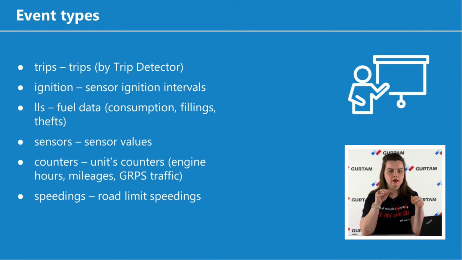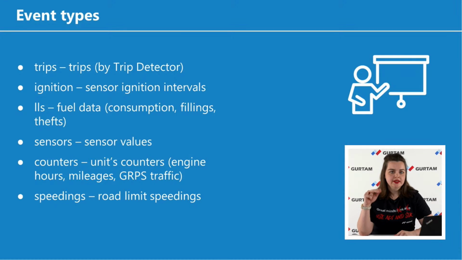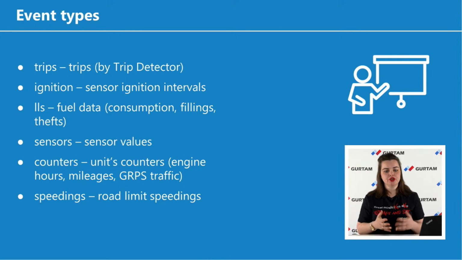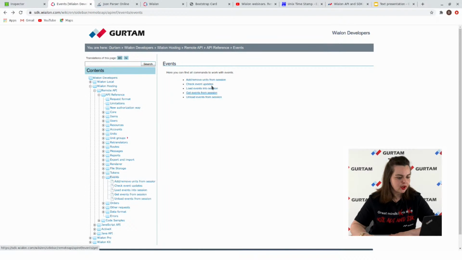As I said, events are calculated in the backend, in the background. It allows you to work with them online, so you can request the current event, for example, current trips. For this, you need to execute two requests. First, events update units, a request to add a unit or remove it from the session, and the second one, events check updates, to receive changes in the events by units. So let's look at the format of these requests.